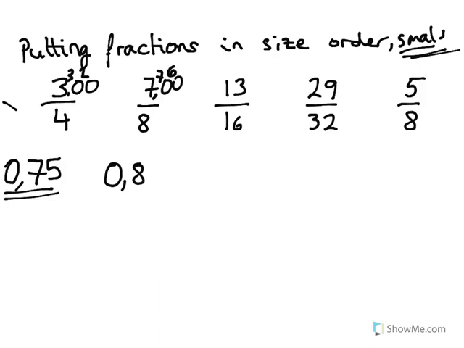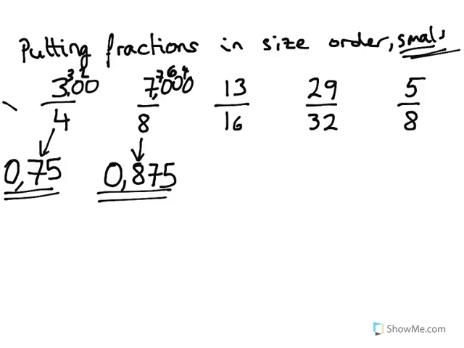So 8s into 60 go 7 times, because 8 7s are 56. How many are left over? 4. And then we have 8s into 40 go 5. So 7/8 is exactly the same as the decimal 0.875.